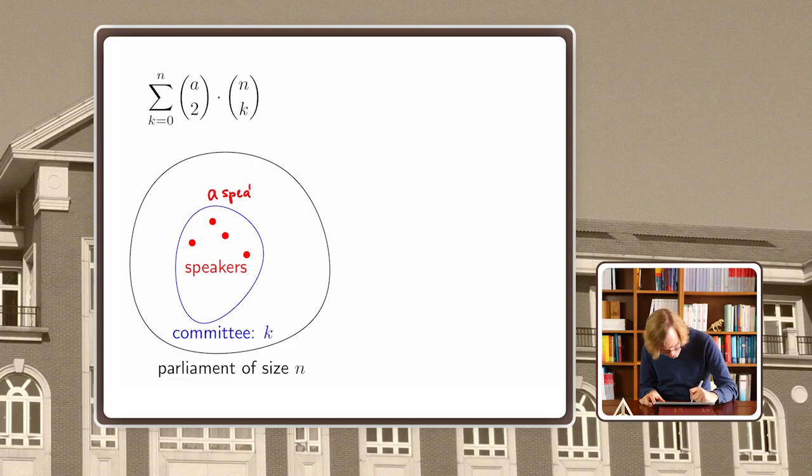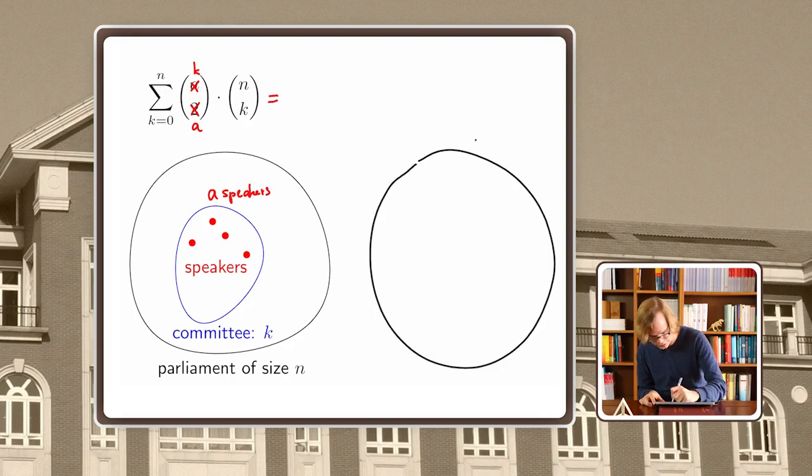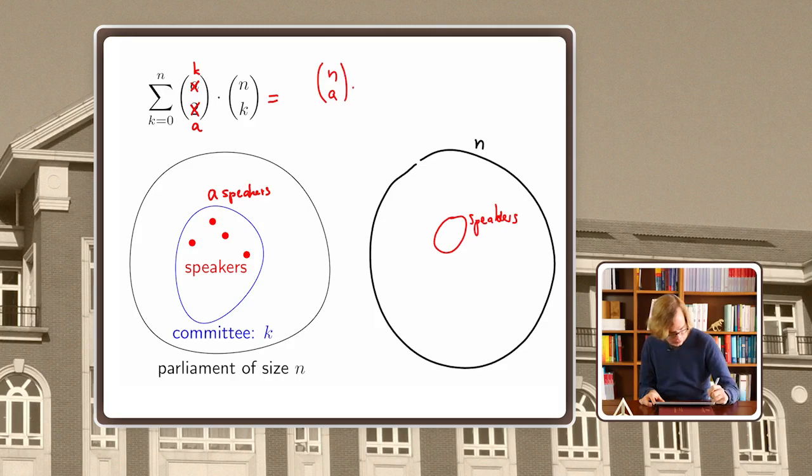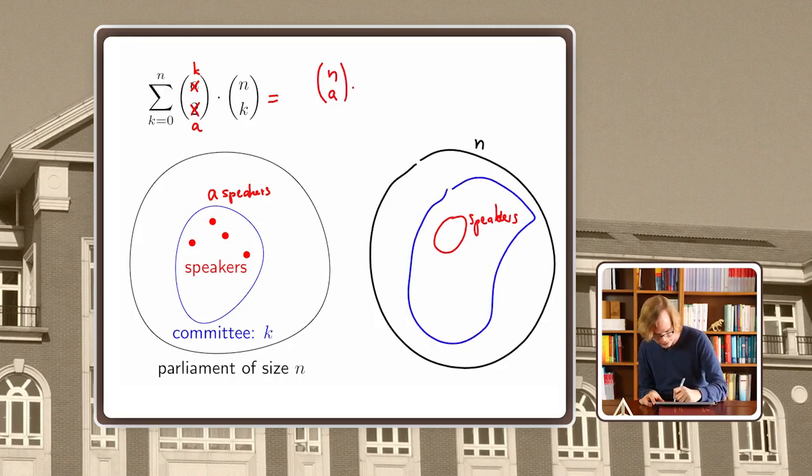Speakers. Yes, and this should be k choose a. Just by the same token we can invert it. First we select our set of speakers, which is n choose a, and then we select our committee of any size, for which we have 2 to the n minus a possibilities.